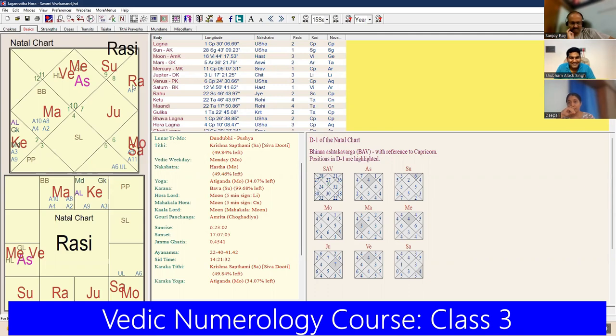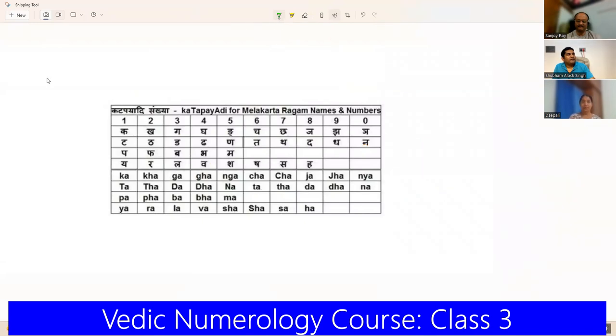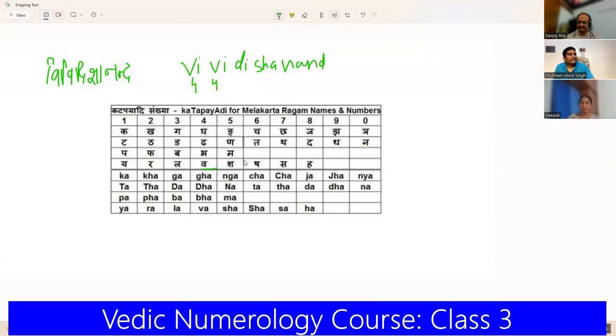He is a cool guy, Vivekananda. But okay. But what I told you, the first name that he chose was Vividishananda. Vividishananda. So Va should have the value 4. So Va 4. Vi should have value 8.